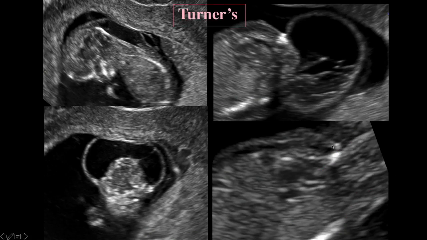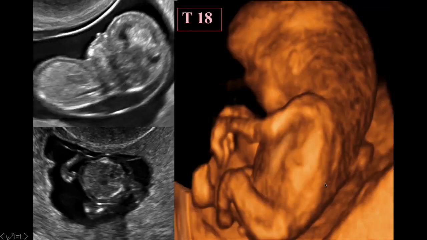Okay, Turner syndrome, usually large cystic hygromas. They tend to have heart abnormalities. In this case, the small aorta you can see here. This is a coarctation of the aorta. You can see the relatively large PA here and the aorta right behind it.